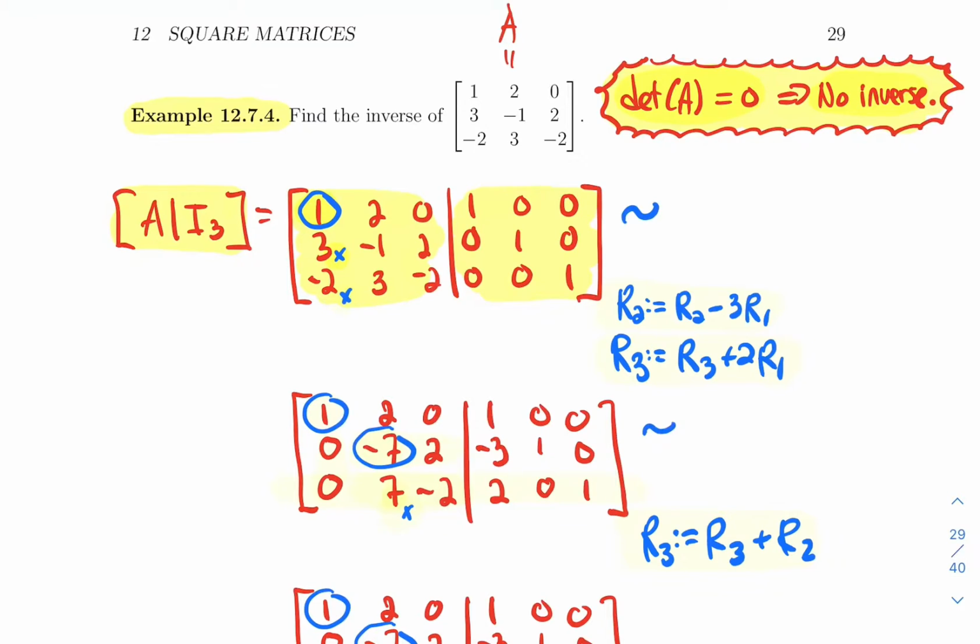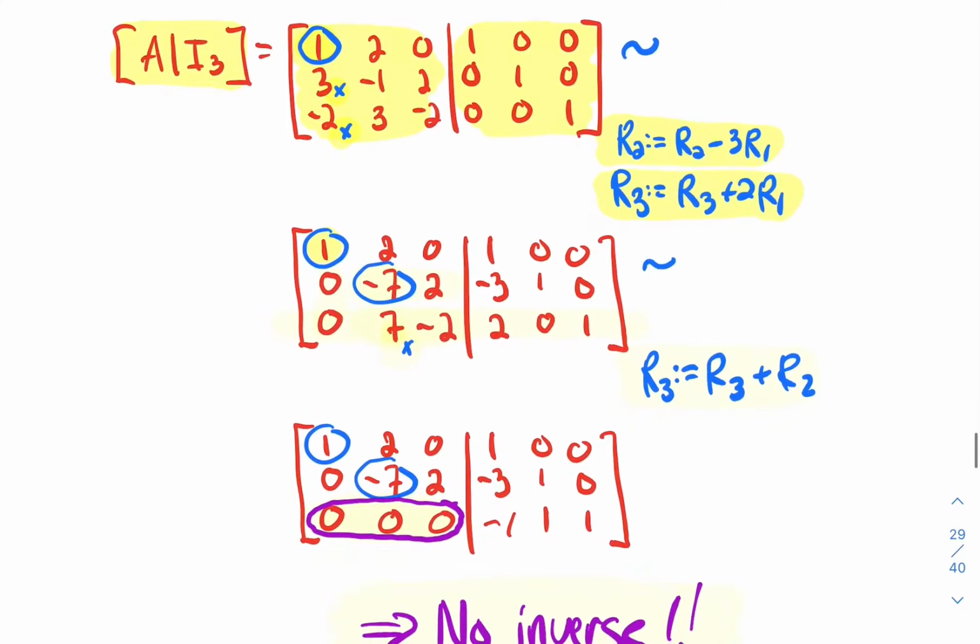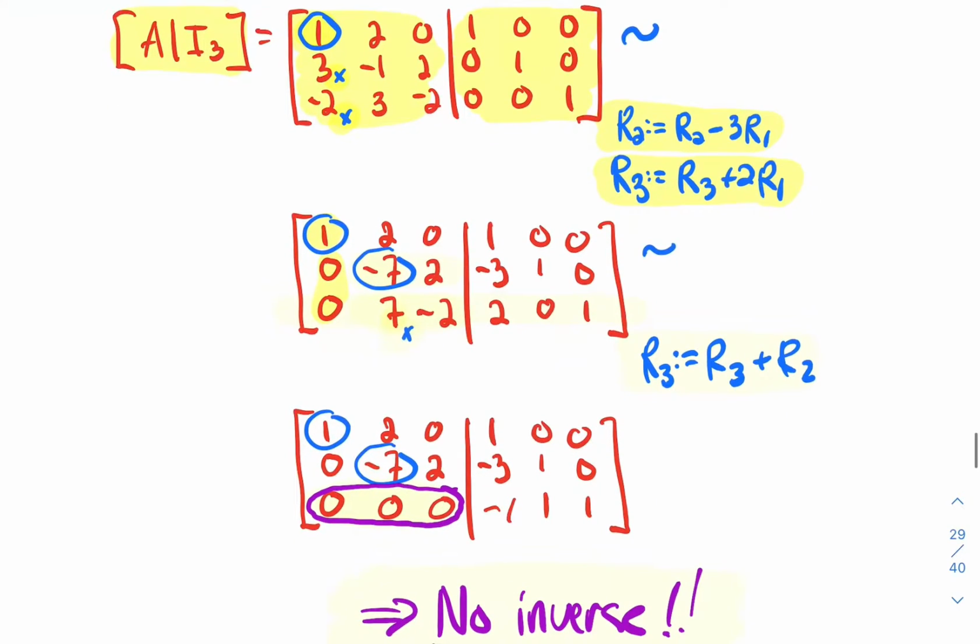To destroy the 3, I'm going to go row 2 is equal to row 2 minus 3 times row 1. And to destroy the minus 2, I'm going to go row 3 is equal to row 3 plus 2 times row 1. And then of course you get a 1, you get your zeros under, so you feel good. Now the next pivot will be minus 7.